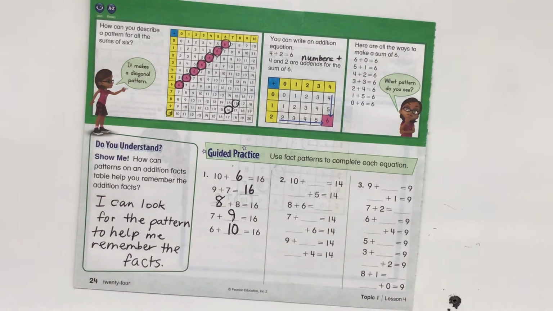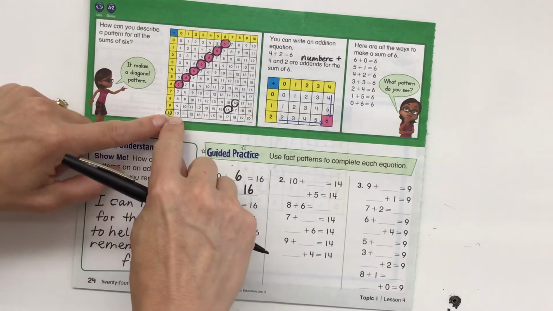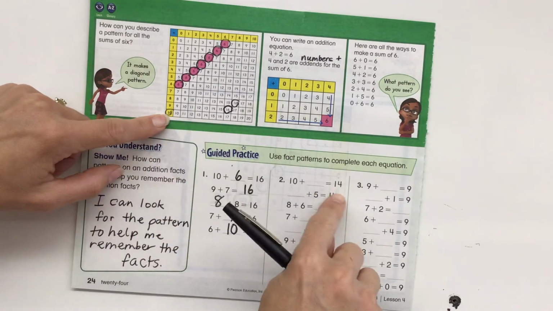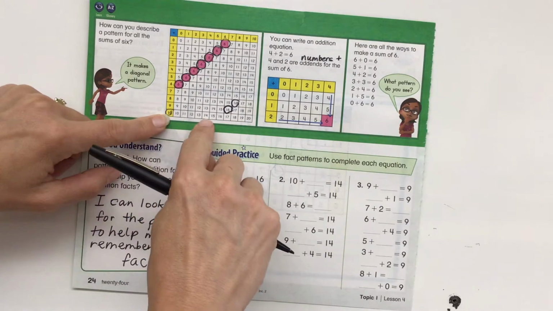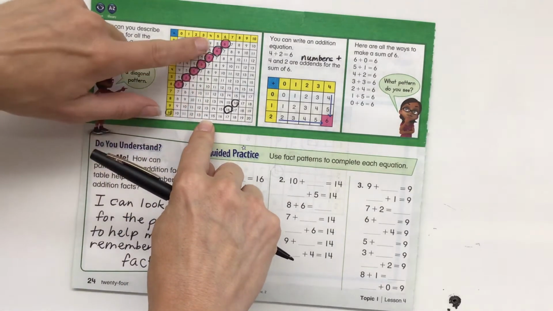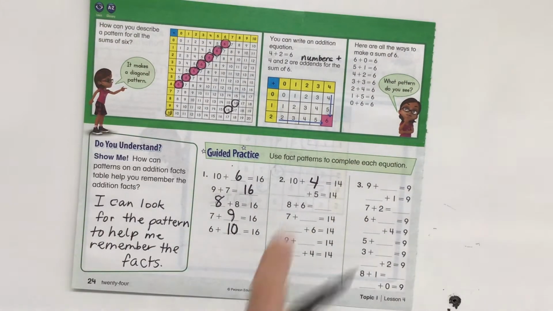Okay, now let's take a look at our fact patterns up here to kind of do the same thing. 10 plus what equals 14? So I've got 10. I'm going to find 14. I don't know what that addend is. I don't know what that number is. But 10 plus what? Here's 14. If I go straight up, it is 4. So 10 plus 4 equals 14.